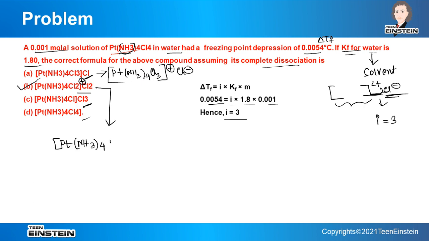(NH3)4Cl2. Here it has coordination number 4 plus 2, that is 6, and outside we have Cl2. So it will dissociate as the cation plus and 2 Cl minus. Okay, that means the i value is 3. But if you consider the other options, A, C or D, the i value is not 3. For the first case the i value is 2, here it is 4, and here as it will not dissociate it is simply 1. So the correct option will be option B.